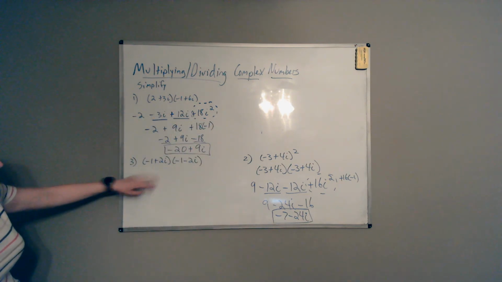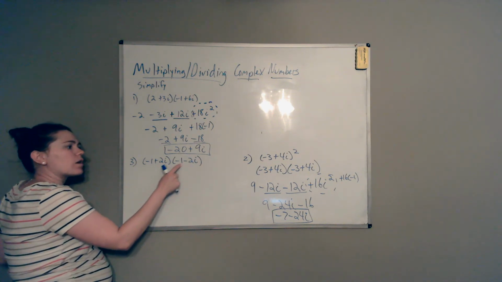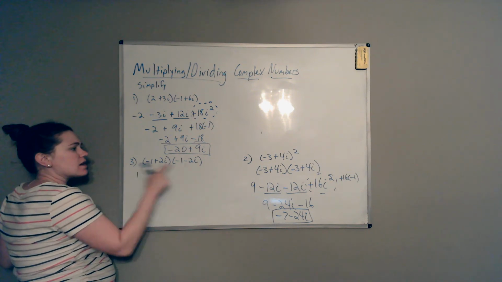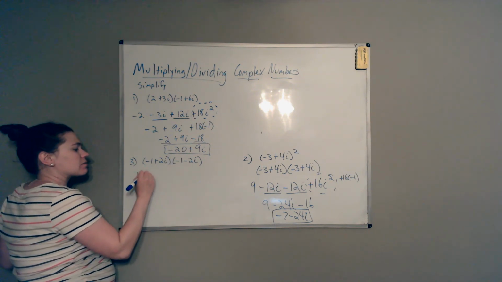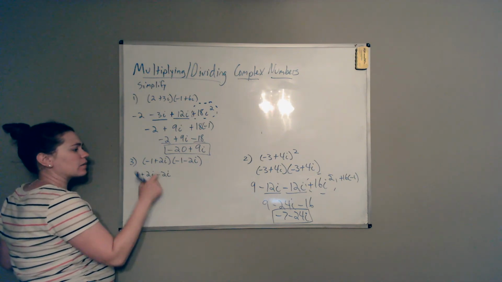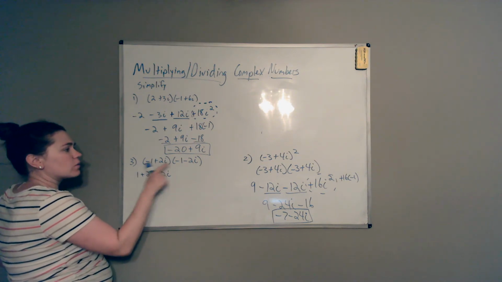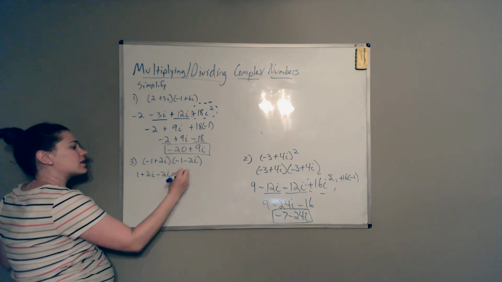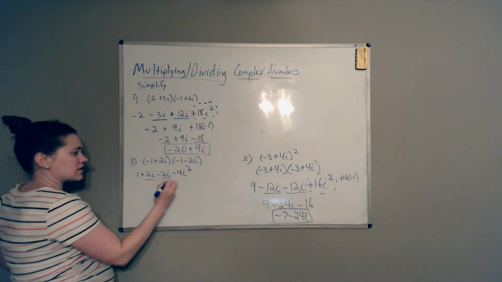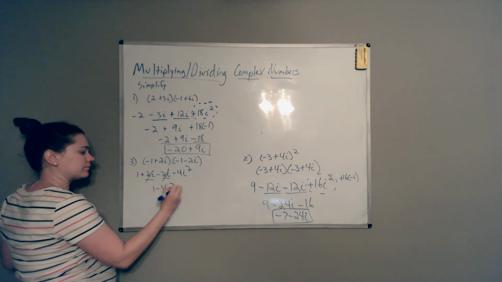In number 3, notice we have negative 1 plus 2i times negative 1 minus 2i. So we multiply it out. That's going to be 1. Negative 1 times negative 2i is going to be positive 2i. I'm sorry, 2i times negative 1 is going to be negative 2i. And 2i times negative 2i is going to be negative 4i squared. So we combine these, and they actually cancel each other out. We're left with 1 minus 4i squared.